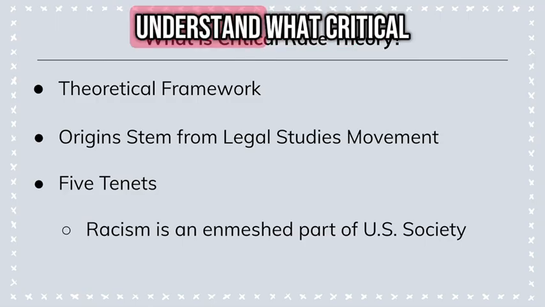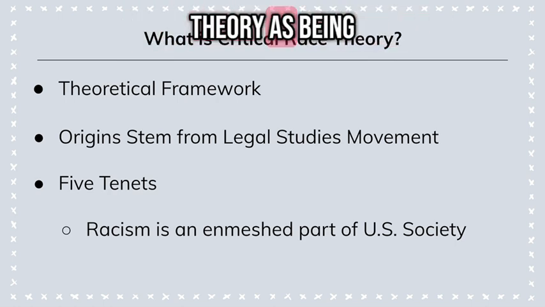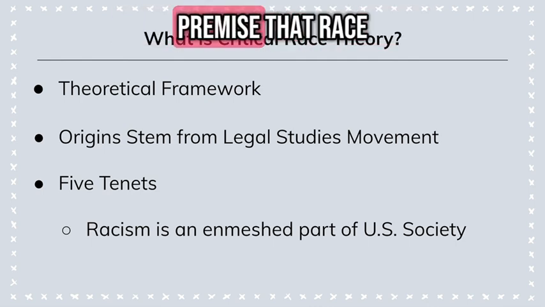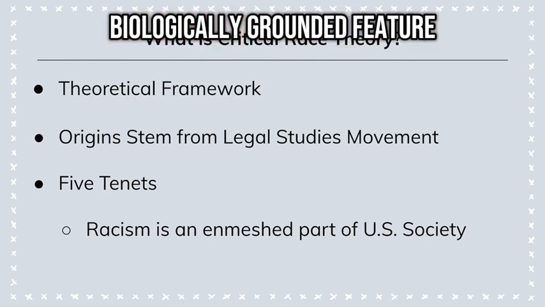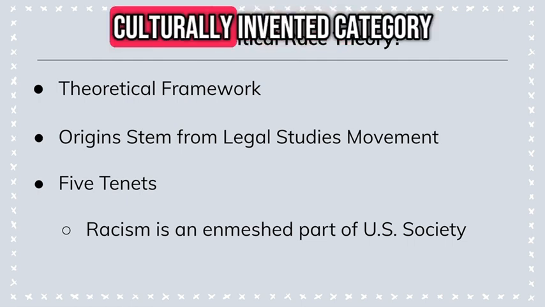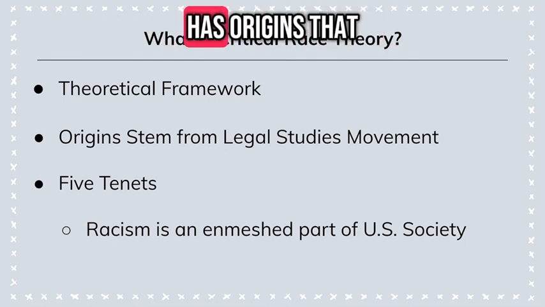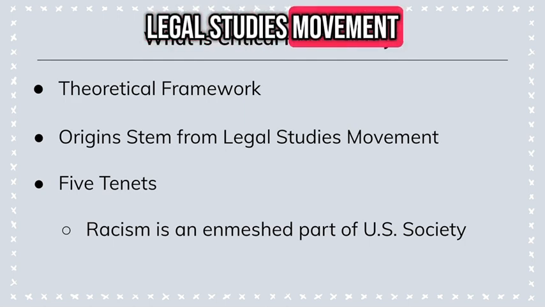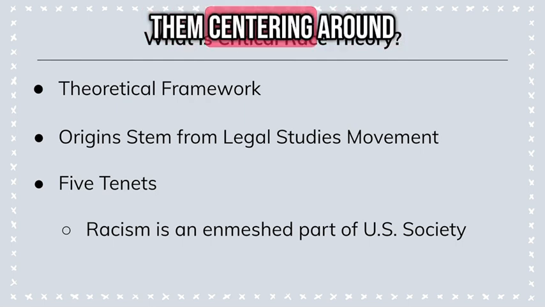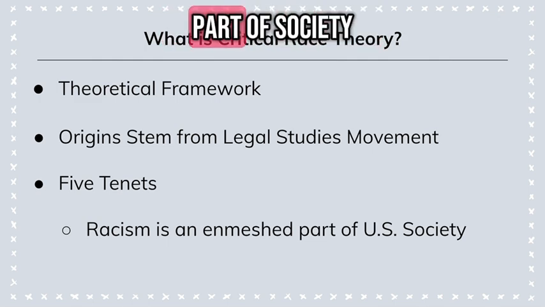First, it is important for you to understand what critical race theory actually means. The Britannica Dictionary defines critical race theory as an intellectual and social movement and loosely organized framework of legal analysis based on the premise that race is not a natural, biologically grounded feature of physically distinct subgroups of human beings, but a socially constructed, culturally invented category that is used to oppress and exploit people of color. Critical race theory has origins that stem from the legal studies movement, and within this theoretical framework, there exist 5 tenets, with one of them centering around the idea that racism is a social construct that has become enmeshed or has become an ingrained part of society.